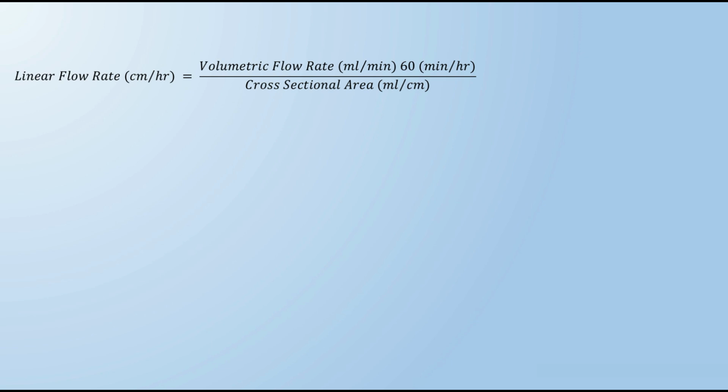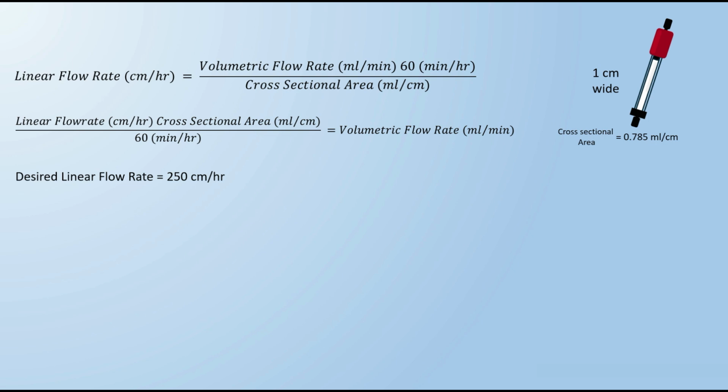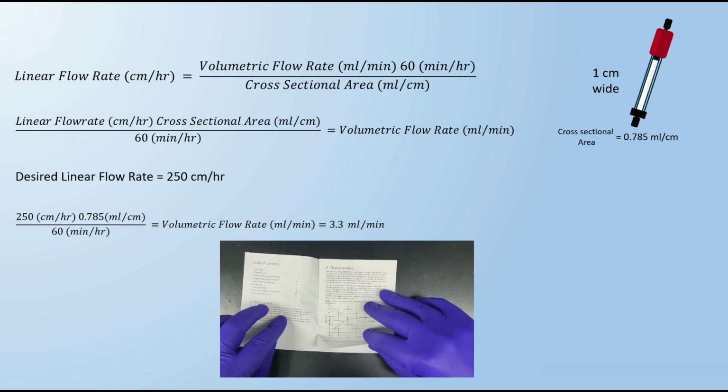Of course, you can rearrange this equation to find what the volumetric flow rate is for a given linear flow rate. So let's say the manufacturer recommends 250 centimeters an hour for some kind of affinity resin, and we have a 1 centimeter column. This column will have a cross-sectional area of 0.785 mL per centimeter. So we multiply 250 by 0.785 and then divide by 60, which would give us 3.3 mL per minute.